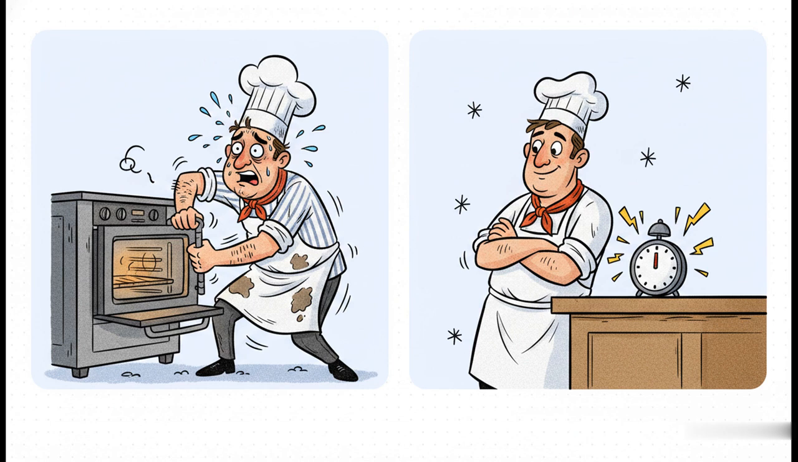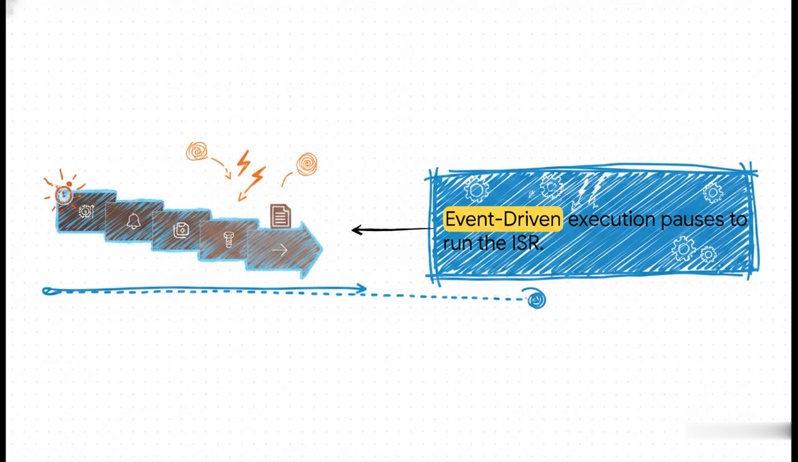Interrupts, on the other hand, let the CPU do its normal work until it gets an automatic tap on the shoulder telling it an event just occurred. The efficiency here is incredible. A sudden event literally pauses the main running loop, quickly executes what's called an interrupt service routine, or ISR, and then returns exactly to where it left off. The CPU never wastes a millisecond just sitting around waiting.